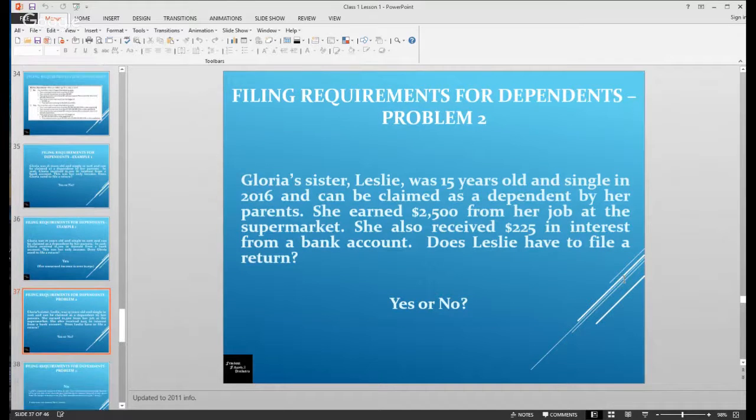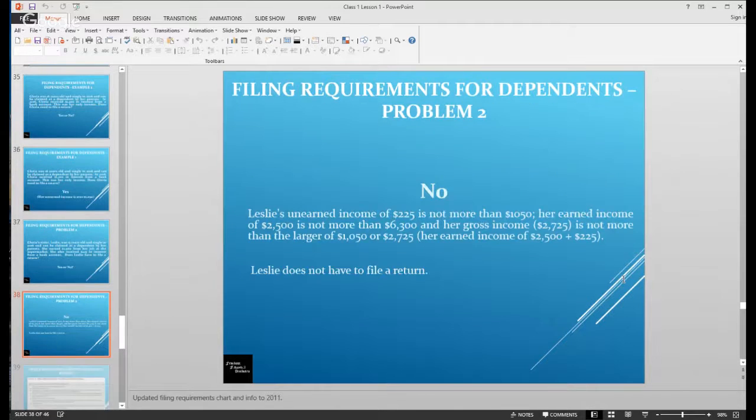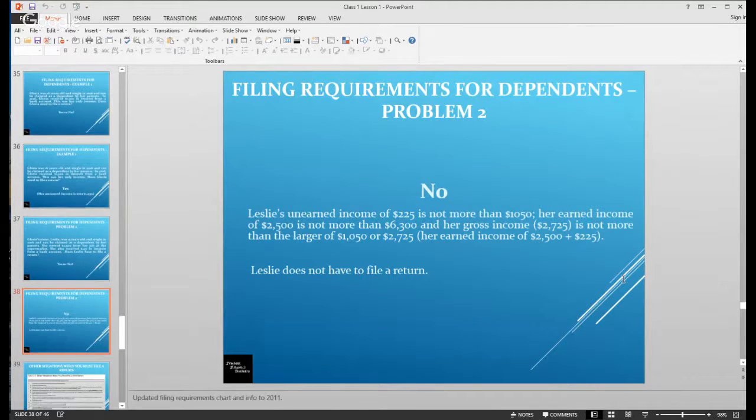So problem number 2, Gloria's sister Leslie is 15 and single in 2016. She can be claimed as a dependent by her parents. She earned $2,500 from her job and $225 in interest. Does Leslie have to file a return? And the answer here is no. Leslie's unearned income of $225 is not more than the $1,050, and her earned income of $2,500 is not more than $6,300. And her gross income, $2,725, is not more than the larger of the $1,050 or her earned income of $2,500 plus $225. So Leslie does not need to file a return.